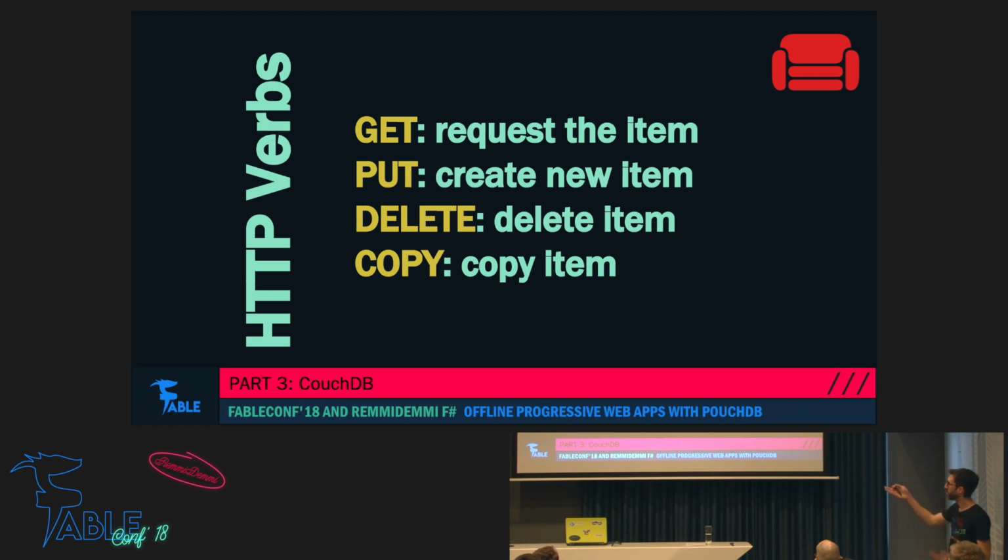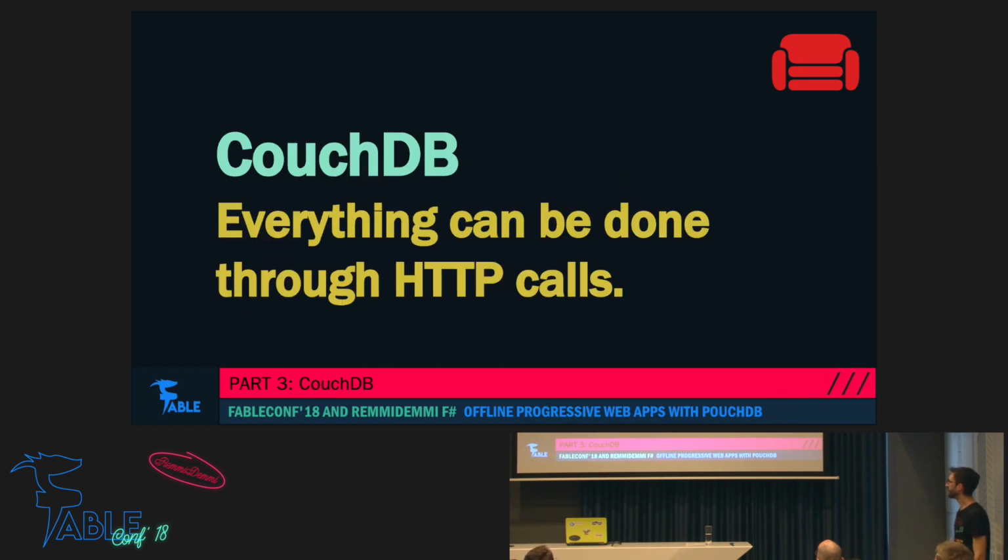So here, CouchDB works with standard HTTP verbs like GET if you want to request the item. You can use PUT to create a new item, DELETE, and COPY. So you see, basically it's very easy to understand. You use HTTP verbs and you know what you are going to do. So everything can be done through HTTP calls.